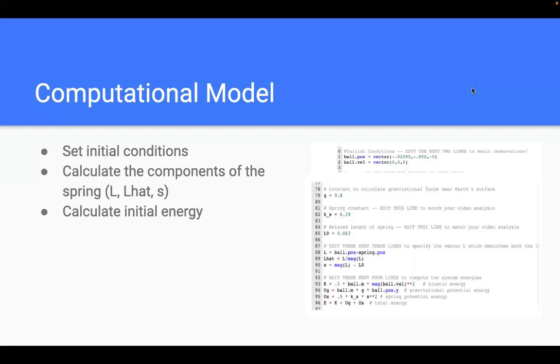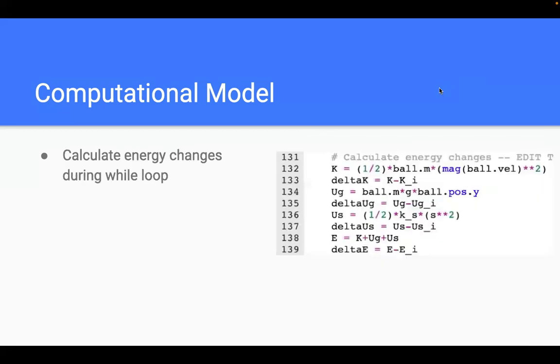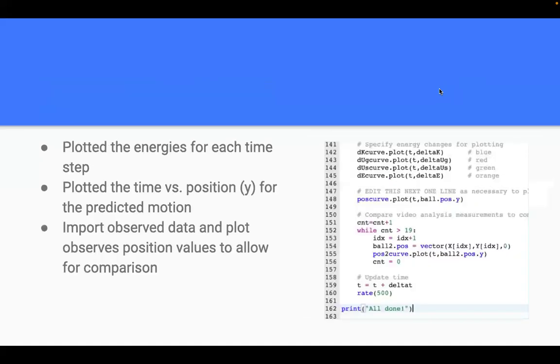So here's the computational model. We set the initial conditions, and we calculated the components of the spring, which includes L, L hat, and S. And we can calculate initial energy. Here, we set t less than 9.307. We calculated the forces. We did the position, velocity, spring force, and time updates. Here we calculated the energy changes during the while loop.